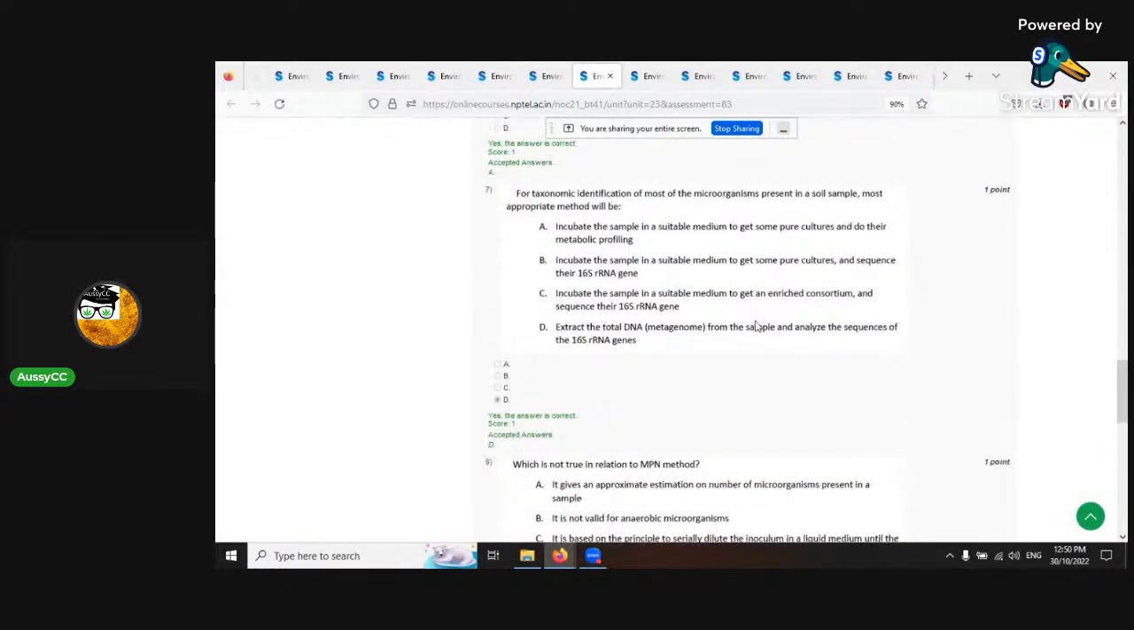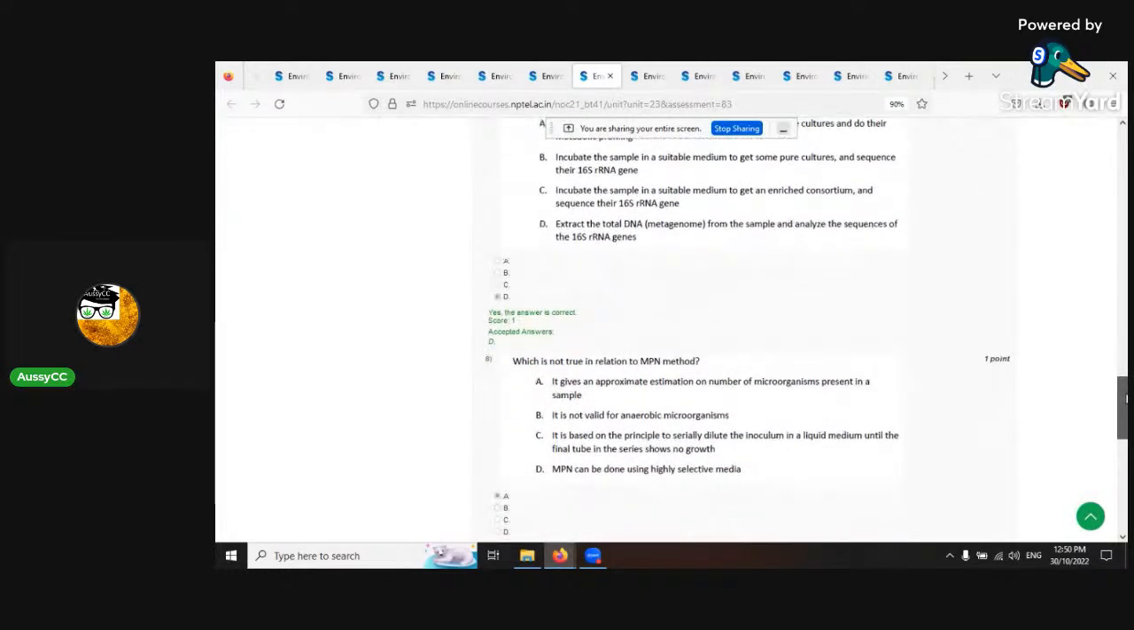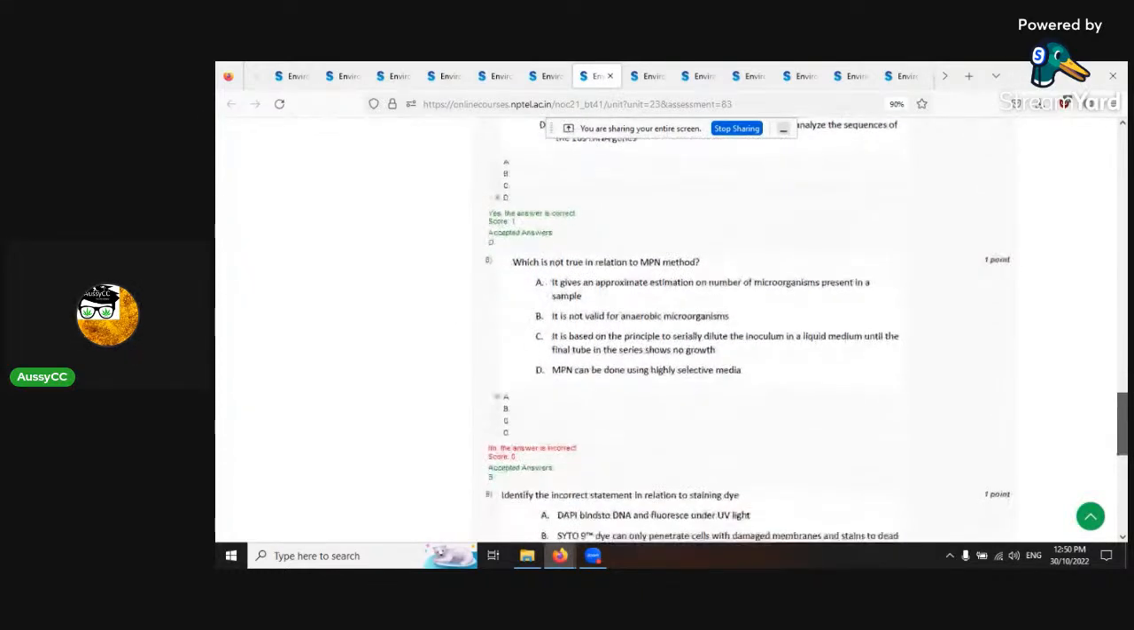Which is not the relation to the most probable plate number, most probable number? Oh, geez, I can't remember what it stands for. Well, yeah, most probable number. It's not to do with anaerobic, because you can't count. It's hard to do with that. Fermentation. It's B, I reckon. B, yeah.